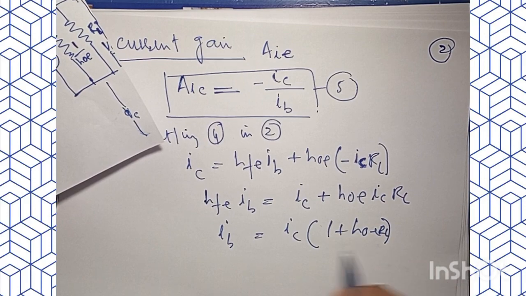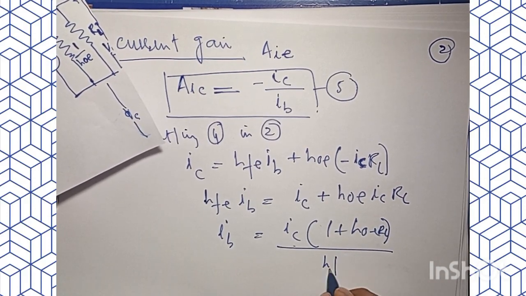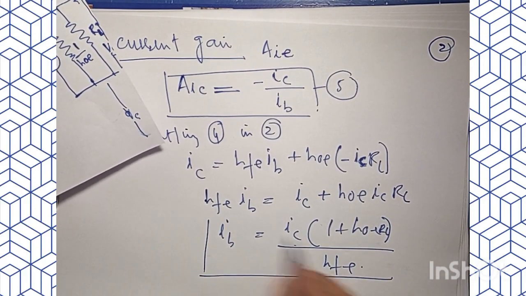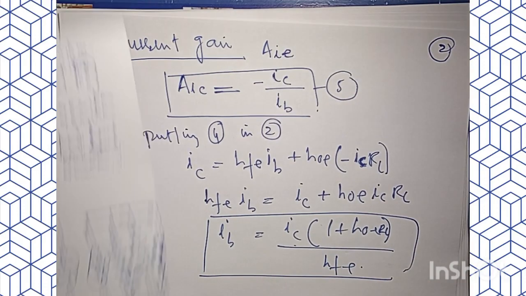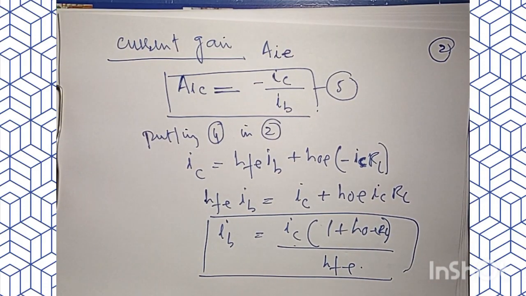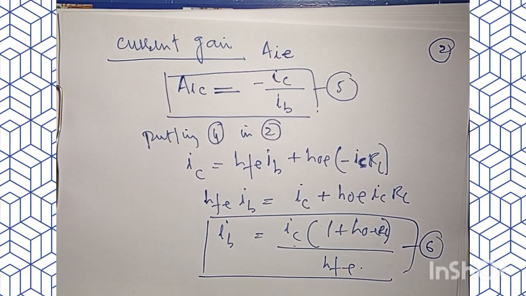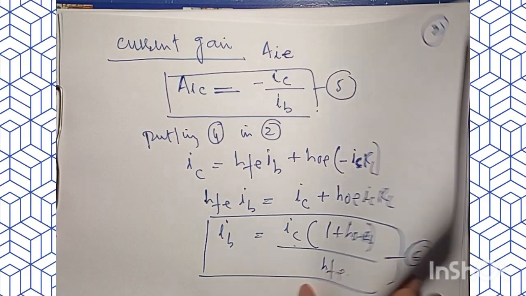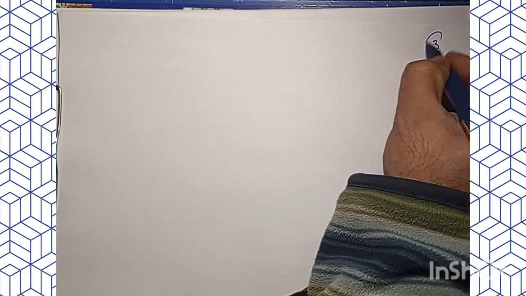RL will be with it, divided by HFE. So this will be my base current IB. Right? So now I can talk about this equation. I can call this equation 6. And I would like to use this 6 in equation 5. So I will call this page 3.